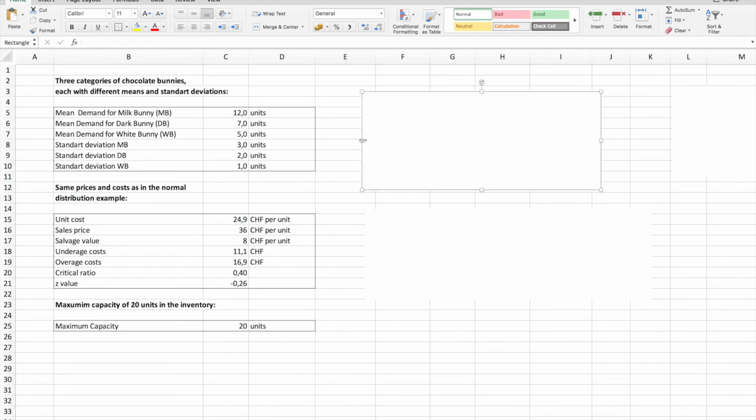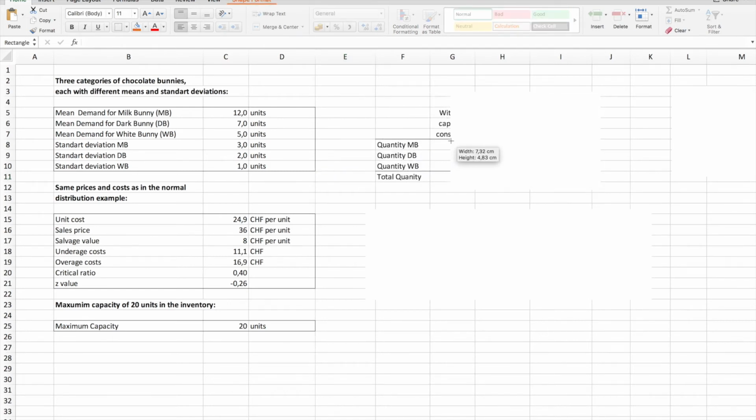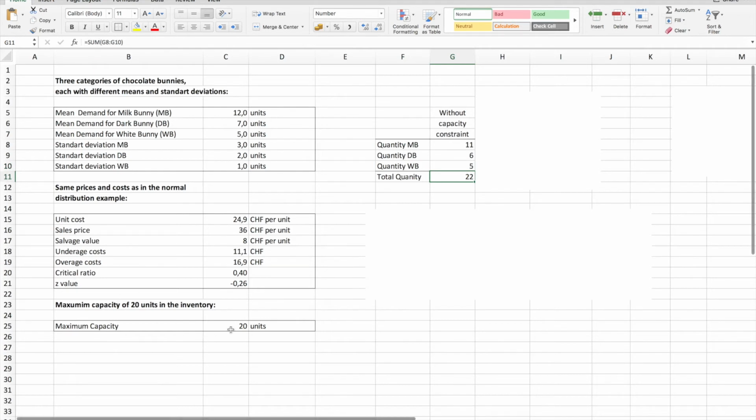Using this information, we can calculate the optimal order quantity for each of these different chocolate bunnies. So in the case of the milk chocolate bunny, for example, we take the mean average demand for the milk chocolate bunny, add to this the standard deviation times the Z value, which is based on the critical ratio in this formula. And in this case, we would get 11. Using the same formula for the dark chocolate bunny and the white bunny, we get a total quantity of 22. However, as we know, the maximum capacity is only 20 units. This means that we cannot order 22 bunnies, as we would not have the space in the store.